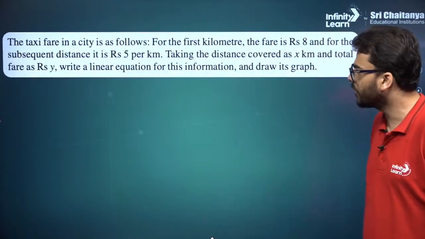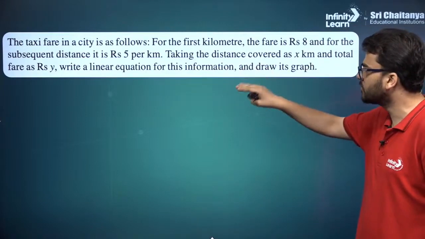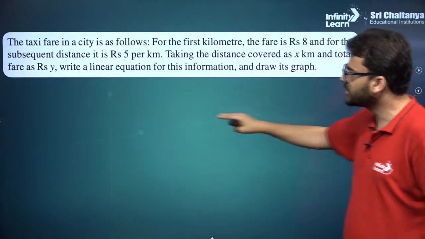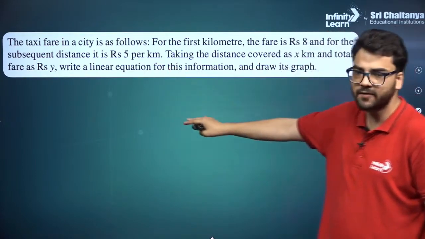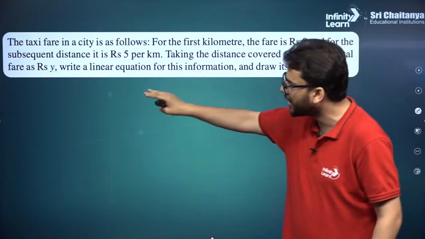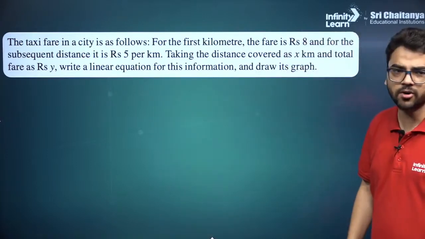Now let's do some more questions over here. Can you do this one? The taxi fare in a city is as follows. For the first kilometer, the fare is rupees 8, and for the subsequent distance, it is rupees 5 per kilometer. Taking the distance covered as x kilometer and total fare as rupees y, write a linear equation for this information and draw its graph.